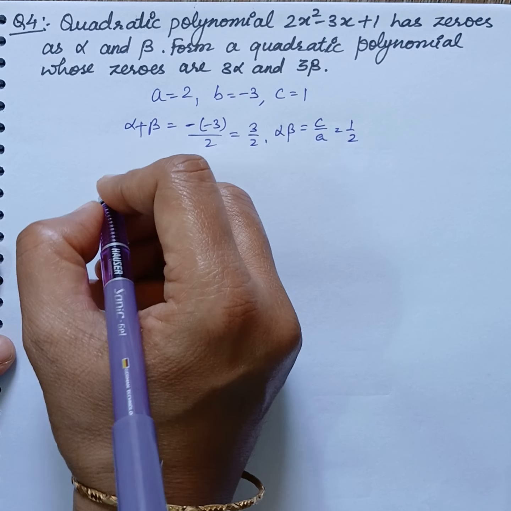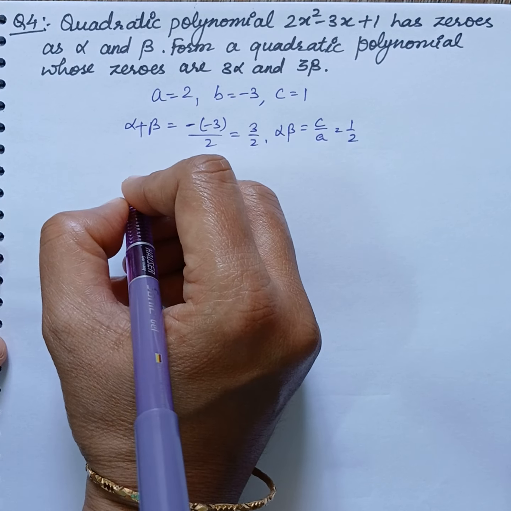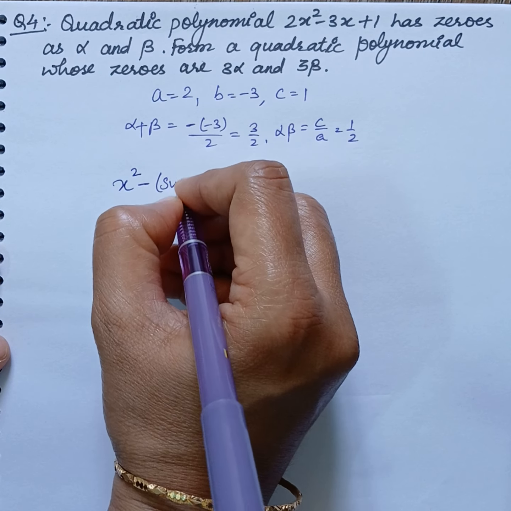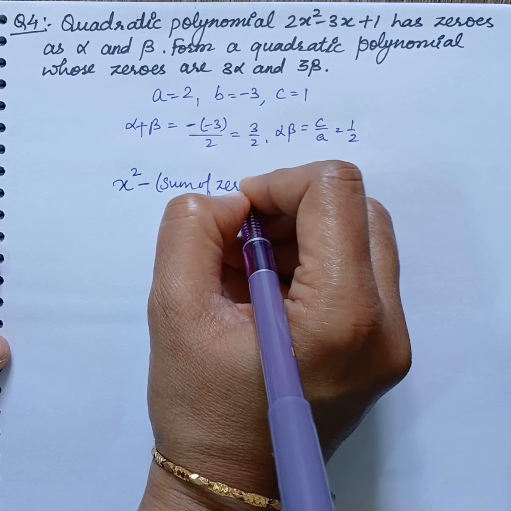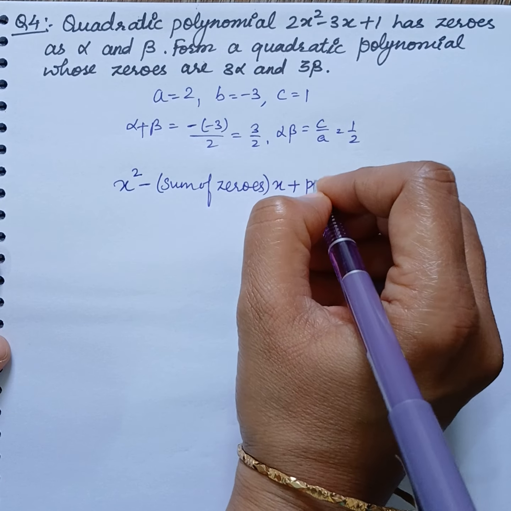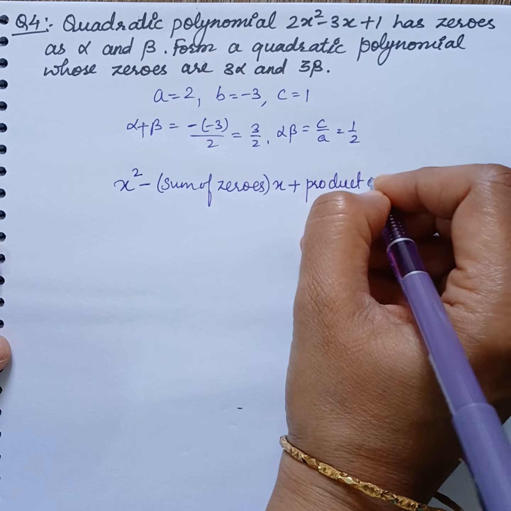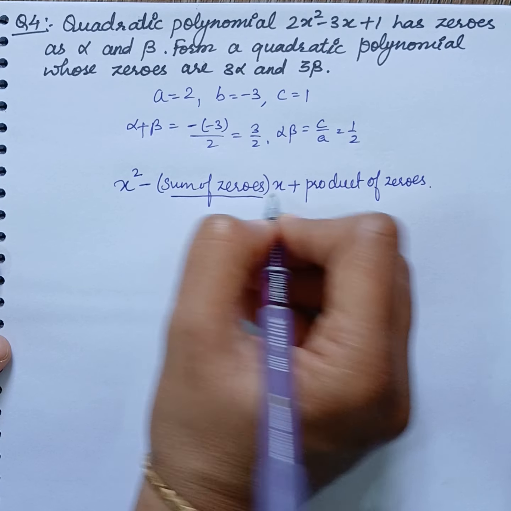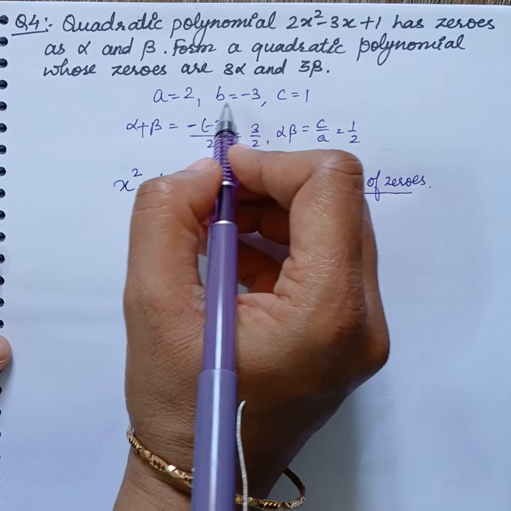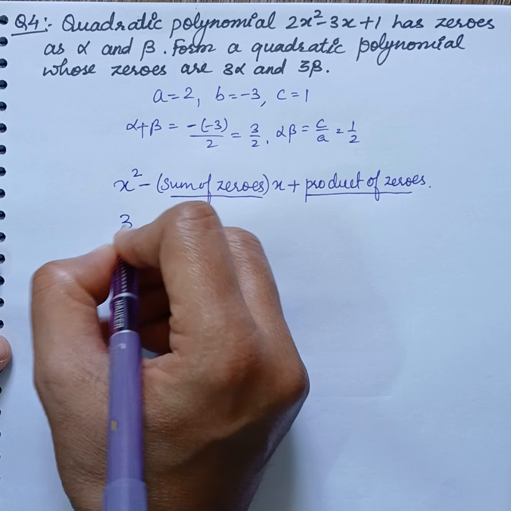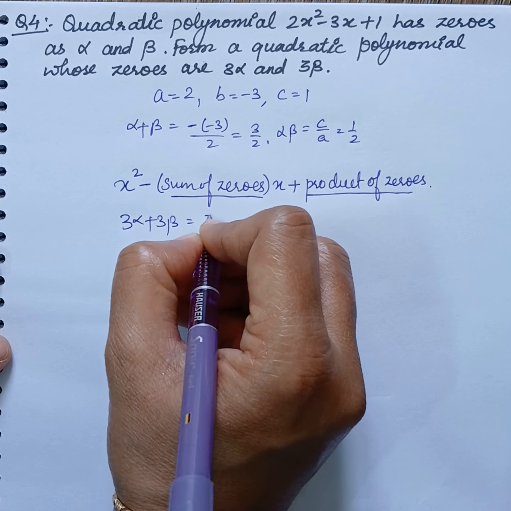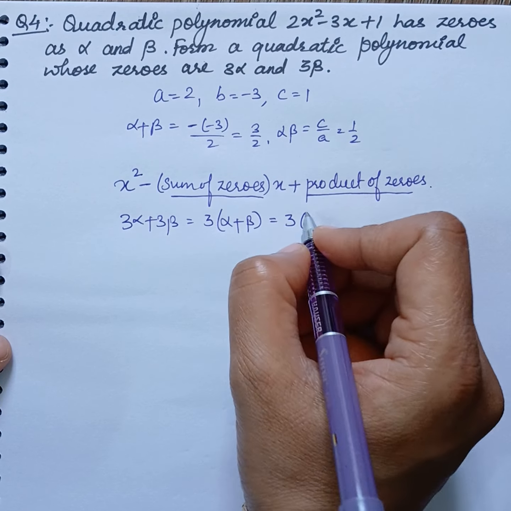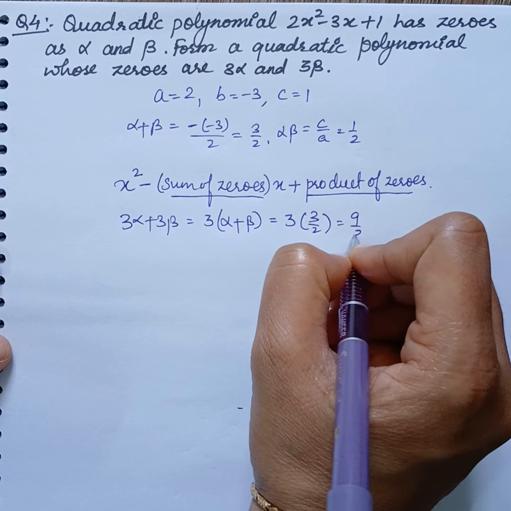So first of all, we will find the sum of the roots. As we know, how do we form a quadratic polynomial? The quadratic polynomial is x² − (sum of zeros)x + (product of zeros), right? So we have to find the sum of zeros and the product of zeros. So the sum of zeros will be 3 alpha + 3 beta. I will take 3 common, 3(alpha + beta). Now what is alpha + beta? Alpha + beta is 3/2. So I will get 9/2.